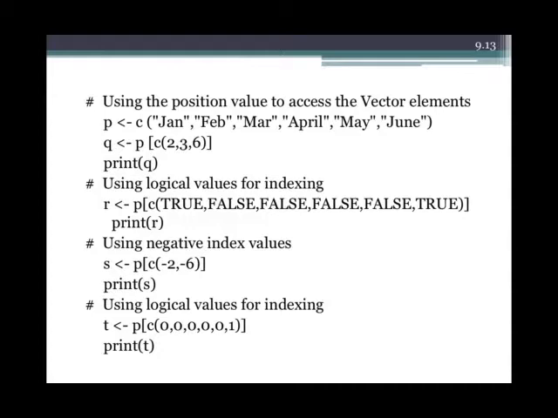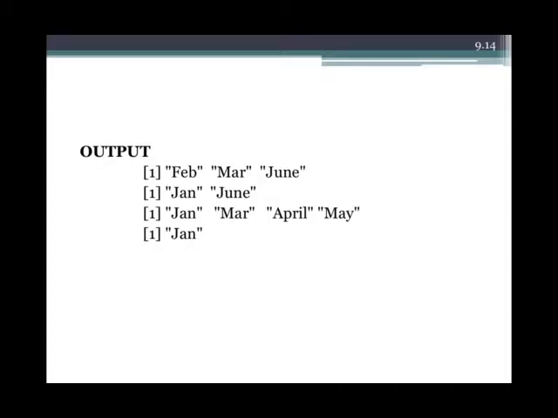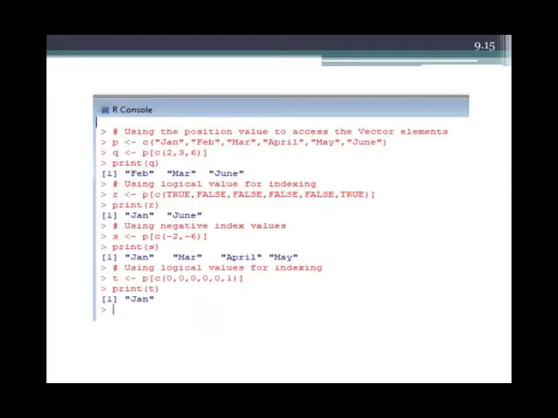Then the last example, we have logical values which are 0, 0, etc. And only the final is the 1. So we know that we are suppressing the earlier values and displaying only the last value. As you can see, only the Jan has been displayed. So when we run through these examples, we get the same output, we get our February, March, June, April, May, etc. So we get the values from our string.